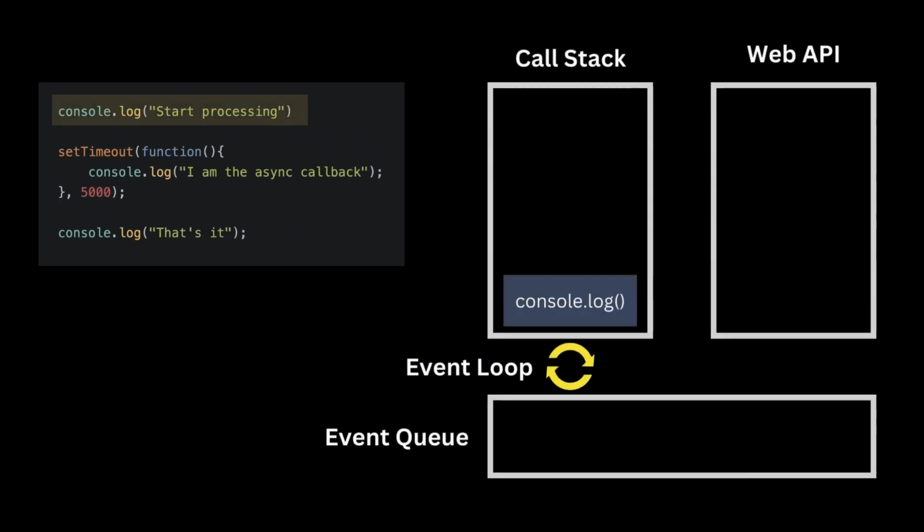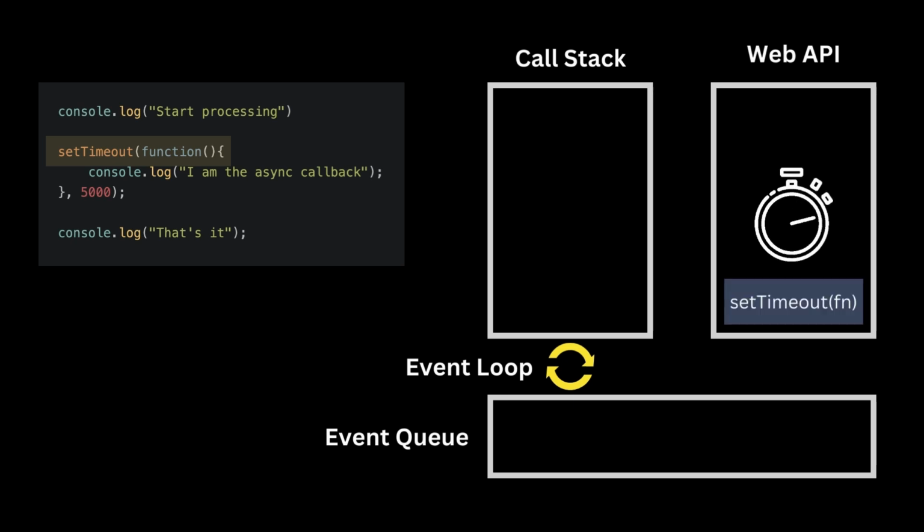I've got a call stack. I also have a web API stack. I have got an event loop, and then I've got the event queue. So let's start the processing. The first line, console.log, is pushed into the stack, called, gets executed, is removed from the stack, and then we move on to the setTimeout function. The setTimeout function is moved on to the call stack, but the setTimeout has got a callback which runs after 5 seconds. So the setTimeout is passed on to the web API stack. Your call stack becomes empty. Now since the call stack is empty, the console log at the end gets executed.